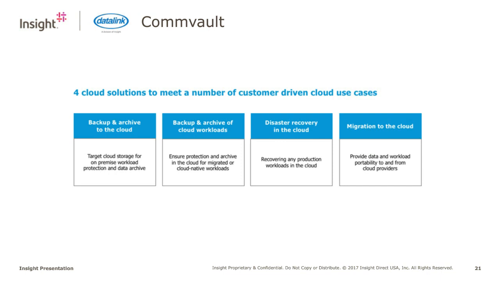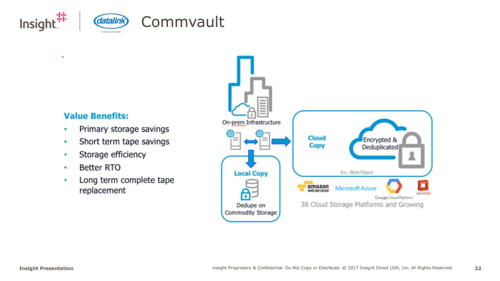Backup and archive to the cloud, as you can see here: target cloud storage for on-premises workloads, again a tape replacement. Backup and archive of cloud workloads native to the cloud, disaster recovery in the cloud, and then migrating data from our on-prem private clouds to the public cloud. So as we look at using the cloud as a long-term archive retention, very similar to the story around Veritas here, we get deep integration natively with Commvault.